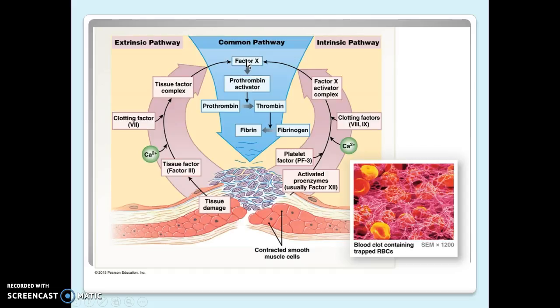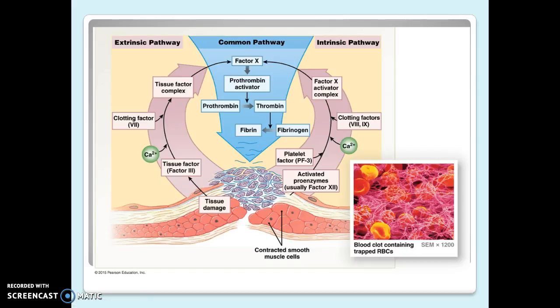Once factor 10 is activated, that's going to activate thrombin, which is going to activate fibrinogen and make it fibrin, and we're going to end up with these protein fibers that will cause this network or this blood clot to form.